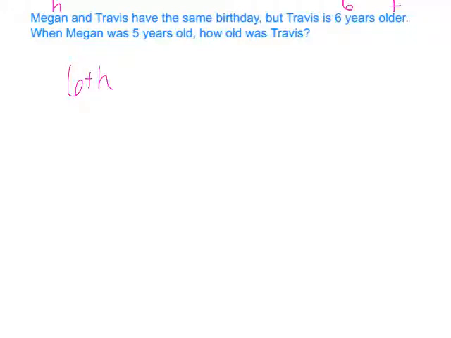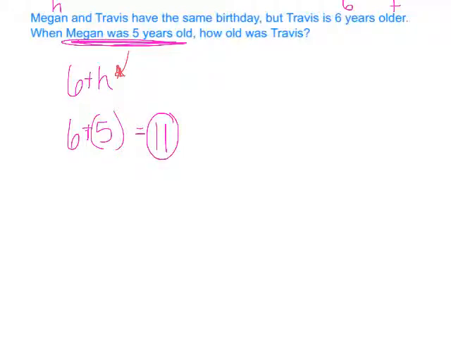And when Megan is 5 years old, if Megan was my h, then I can substitute that value in for h. So I can say 6 plus 5. If Travis is 6 years older than her when she's 5 years old, then I'm going to add their two ages together to get his, and he must be 11 years old. And remember to always put your units, so we're going to say 11 years old.